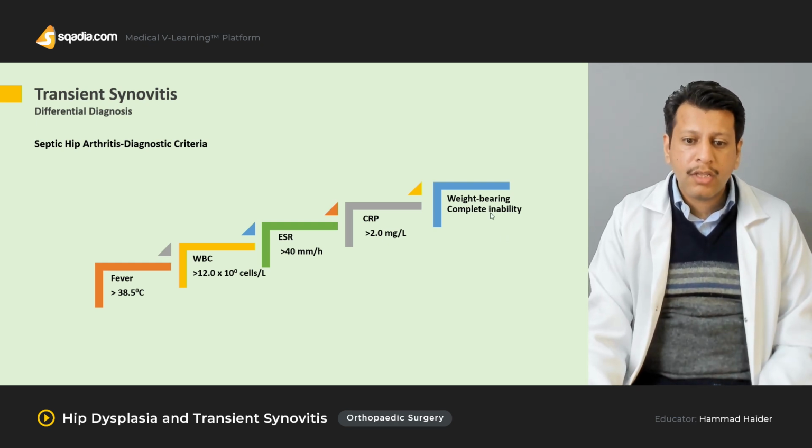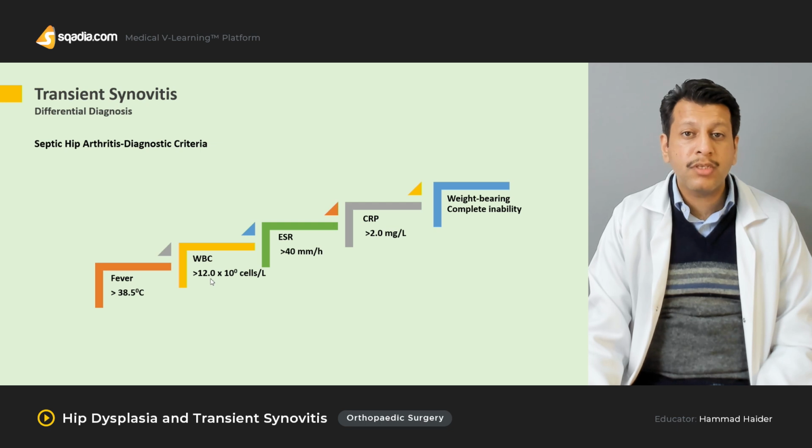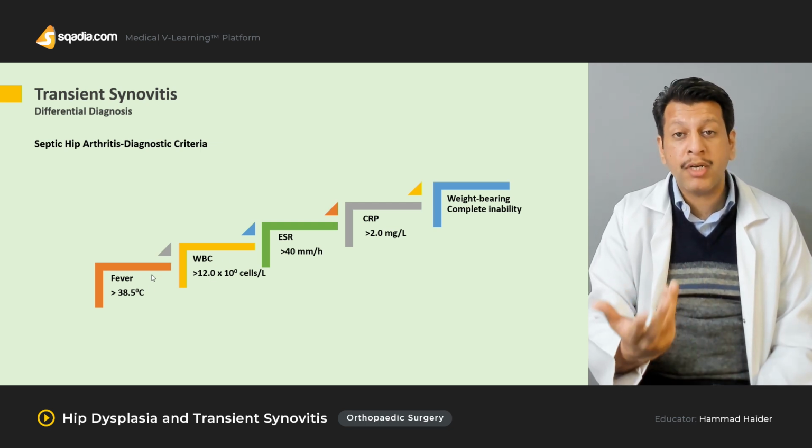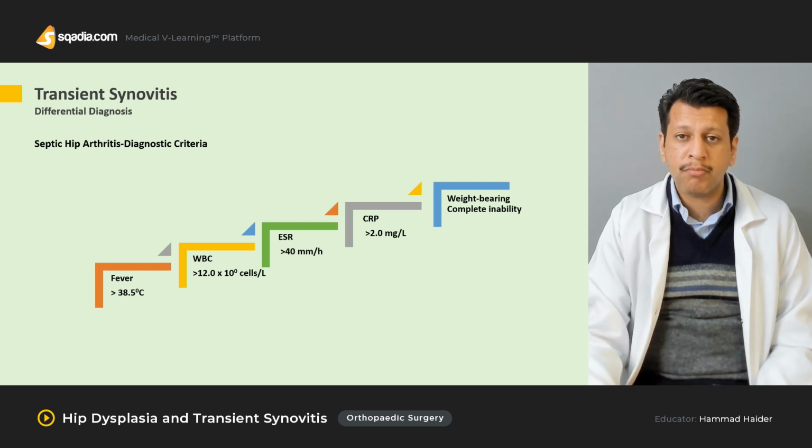And even if 3 are positive, for example, the child is unable to weight bear, the ESR is positive, and the WBCs are raised, the patient may not have a fever. The patient may be on antipyretics and may be taking some sort of over-the-counter medicines.